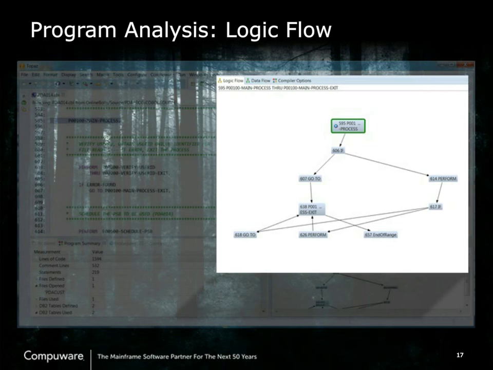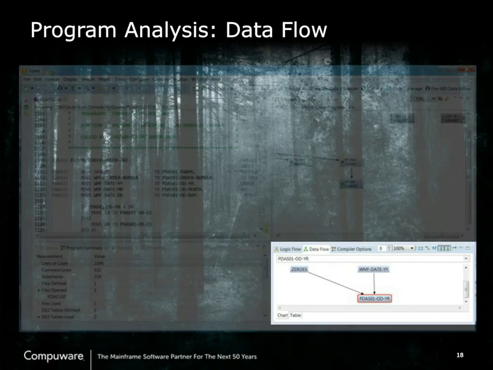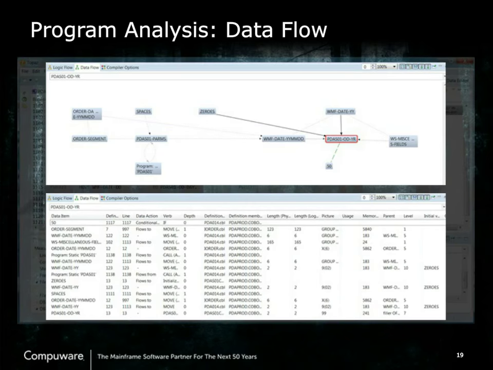Now, where the logic flow helps you understand the flow of code in the program, we also provide a third tier of visualization called the data flow. What this allows you to do is understand how data flows throughout variables in your program. Here the variable of interest is PDAS01-CO-year, and you can see that it's highlighted with a red border. Here you can turn on different levels of analysis, and for the sake of this demo, we've turned on all of the levels of analysis.